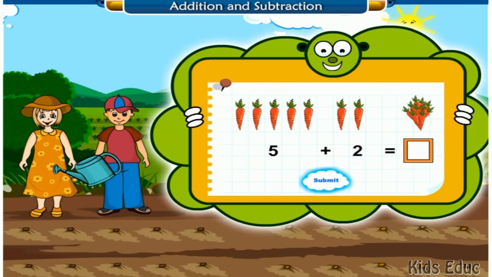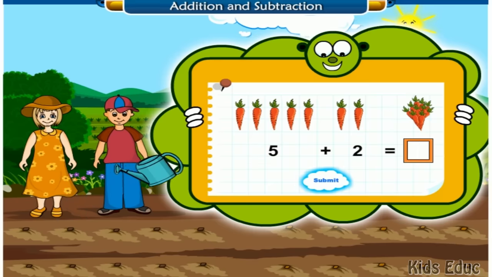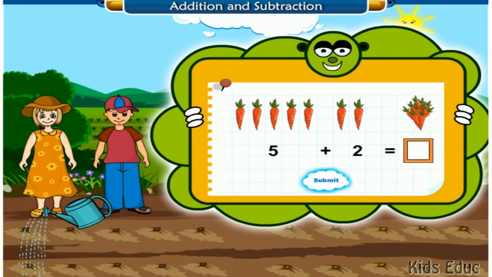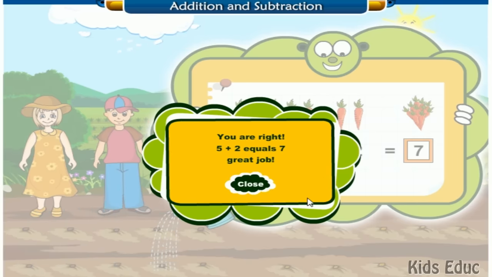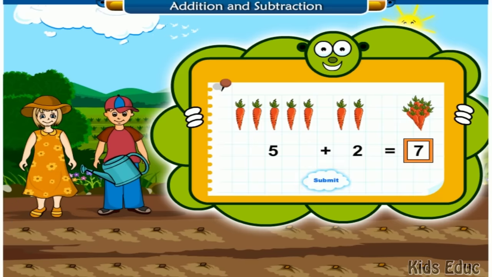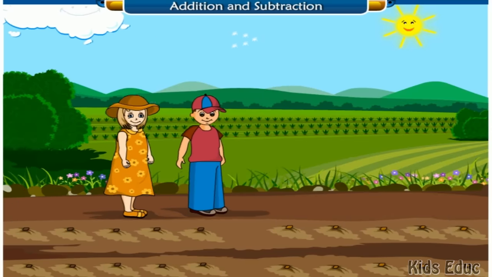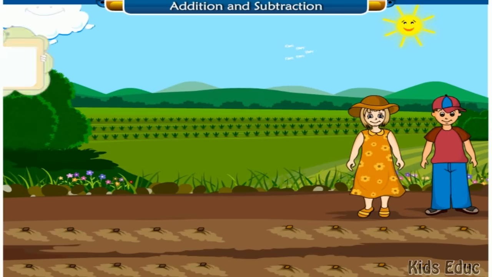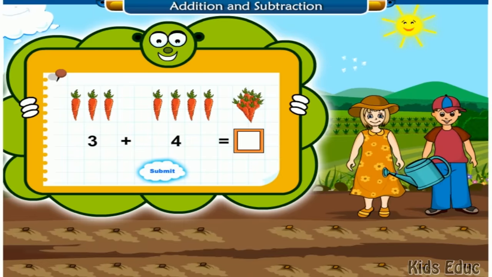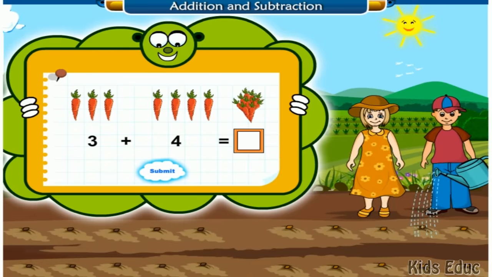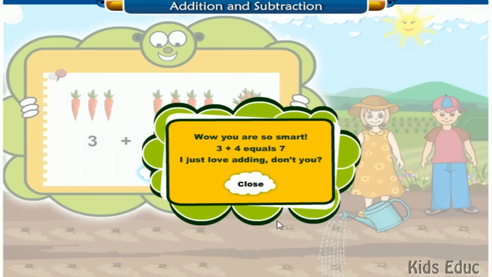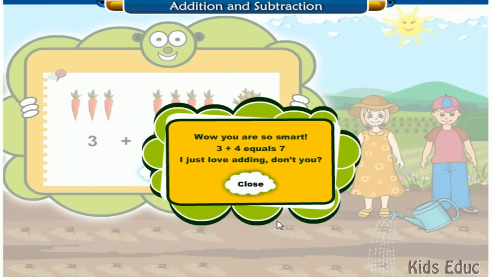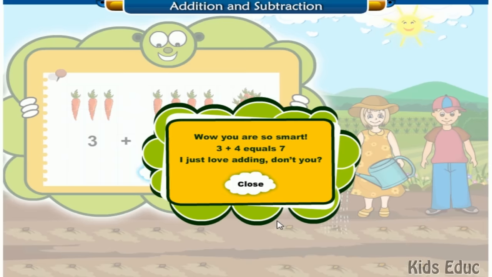5 carrots plus 2 carrots equals 5 plus 2 equals 7. Great job! Three carrots plus 4 carrots equals 3 plus 4 equals 7. I just love adding, don't you?